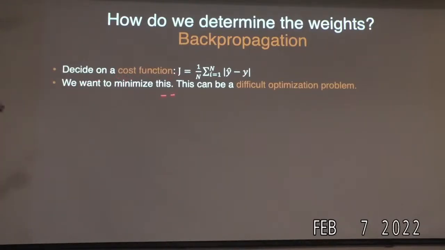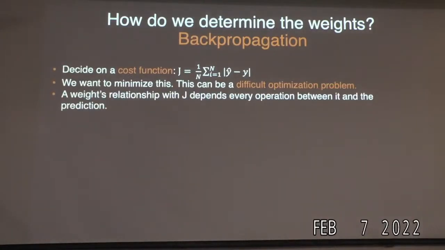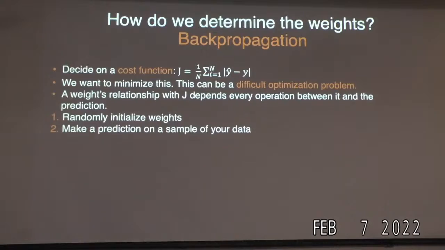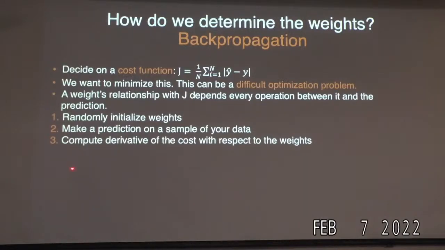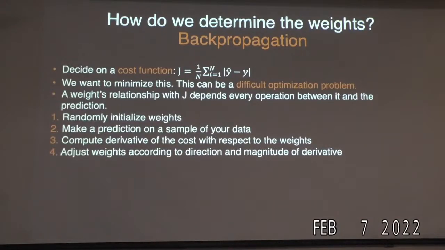But the cost function is something we want to minimize. And it turns out this can be a difficult optimization problem. The reason is a weight's relationship with J, the cost function, depends on every operation between it and the prediction. So what we do typically is we'll randomly initialize the weights. We'll make a first guess at what we think they might be. We make a prediction on a small sample of our data, and we calculate the cost function. And then we compute the derivative of the cost function with respect to the weights. And we adjust the weights according to the direction and magnitude of the derivative. Actually, we adjust it in the opposite of the direction indicated by the derivative, because we want to minimize the cost function, not maximize it.